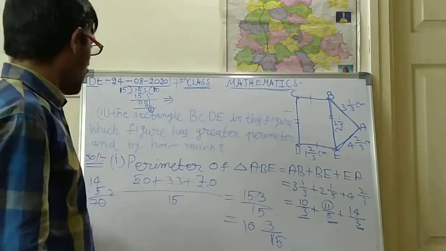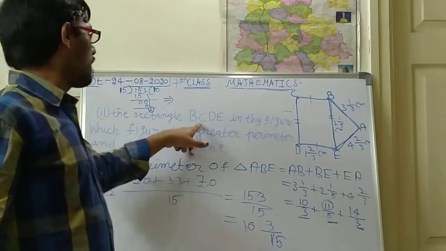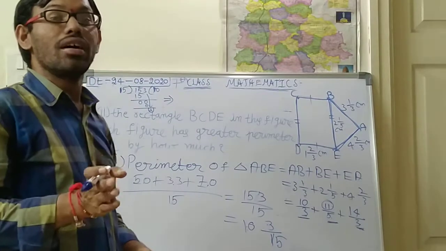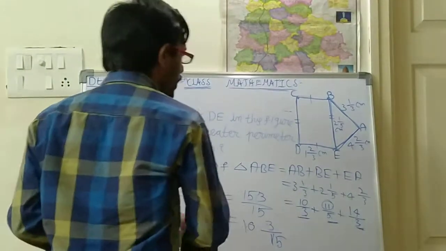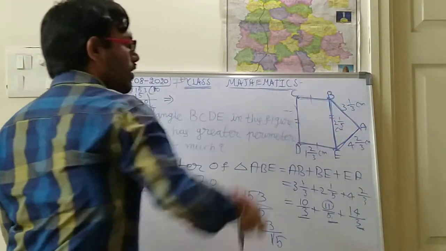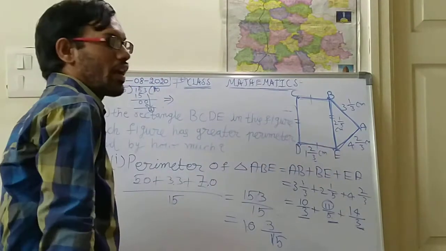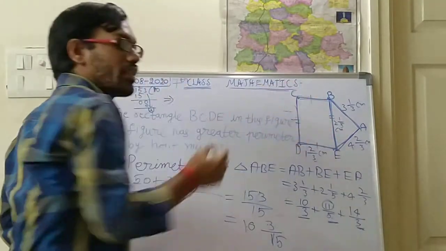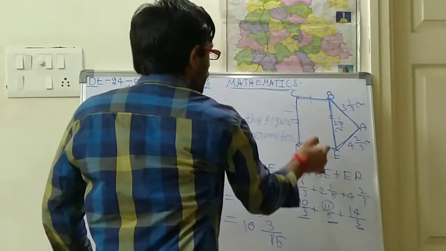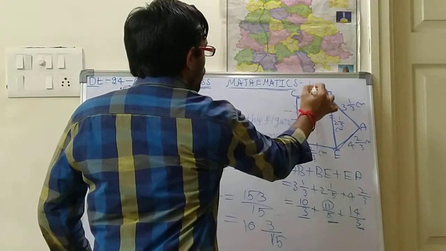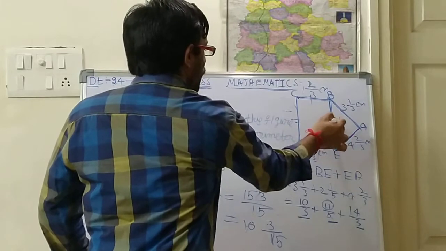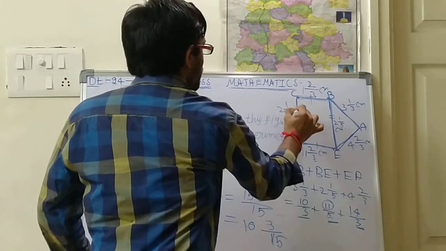One problem is completed. Now, the second one. What is the second one? The rectangle BCDE. For this also you should find the perimeter. How can you find it? Here only two lengths are given, but this length and this length are not given. By seeing these two lengths you can write them, because opposite sides are equal in a rectangle. Is it right, children? So this is 1 2 by 3, and this is also 1 2 by 3 centimeters. This is 2 1 by 5, and this is also 2 1 by 5 centimeters.